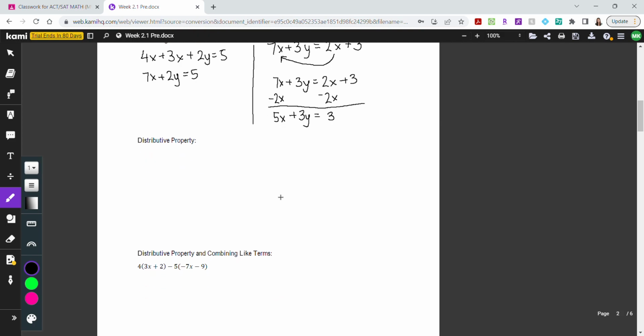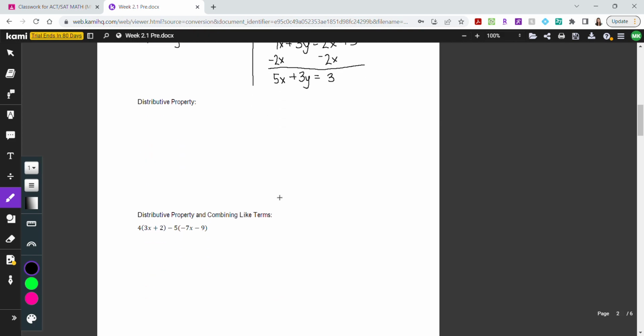Now, the next thing that we have is distributive property. So when we are distributing stuff, say we have 2 times x plus 3. When we are distributing stuff, we want to multiply everything. We want to multiply the outside with everything that's in the inside, right? So in this case, we're going to do 2 times x, which is going to give us 2x, 2 times 3, which is going to give us positive 6. So that's going to give us 2x plus 6 after we distribute 2 times x plus 3.